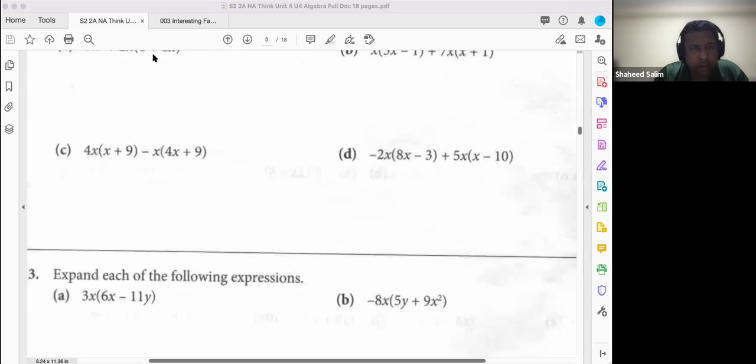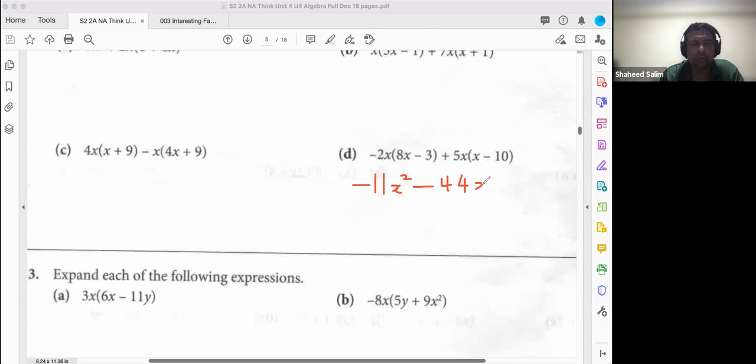Well done, Abdurrahman, but yours is still in bracket. Hassan, well done. You've got to remove the bracket, so you've got to times it still. You don't need to factorize. Your final answer is supposed to be negative 11x squared minus 44x.